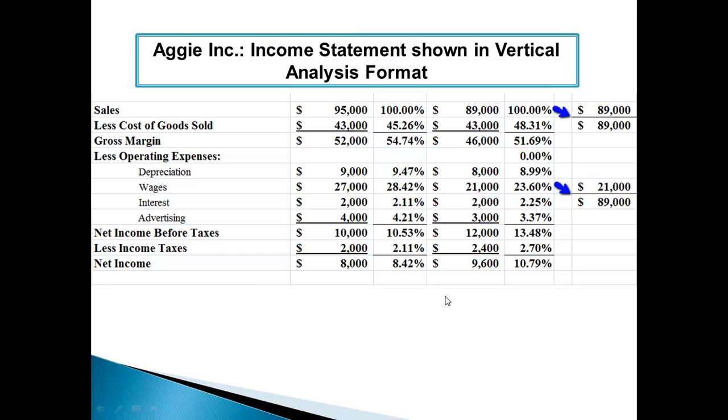Now this shows some important relationships regarding profitability, because we can see that for Aggie Inc., gross margin was 51.69% of sales in 2009 and 54.74% of sales in 2010. So inventory costs were less as a percentage. However, when we go down here and look at the net profit, income was 10.79% of sales in 2009, but only 8.42% of sales in 2010.